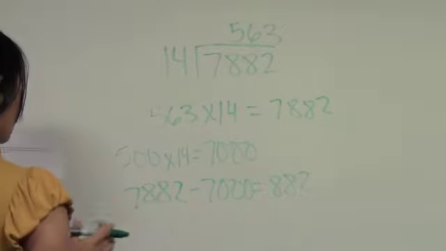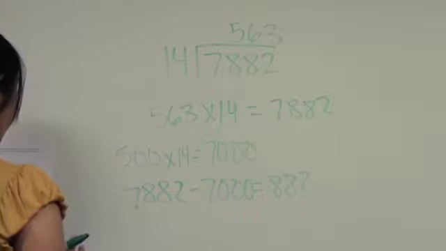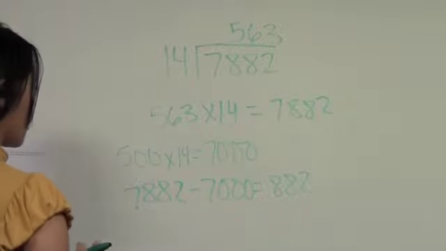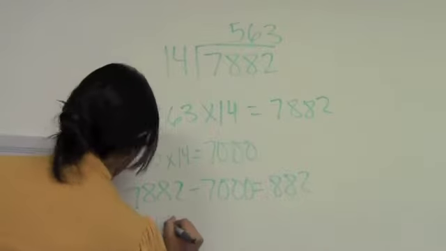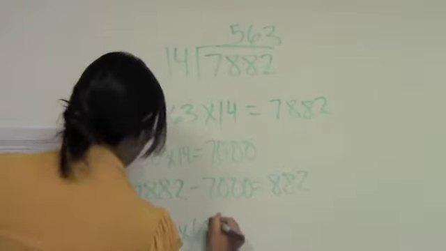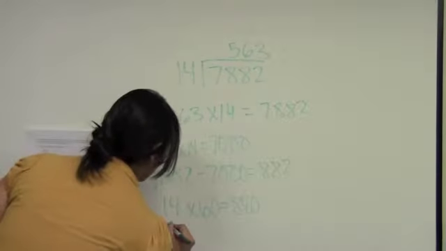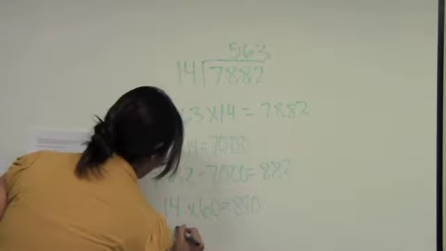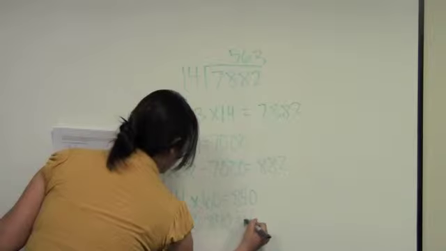Now we find the largest multiple of 10 for which the divisor times that multiple is less than the dividend and subtract the product from the dividend. We know that 14 times 60 equals 840. So we subtract 840 from 882, which gives us 42.